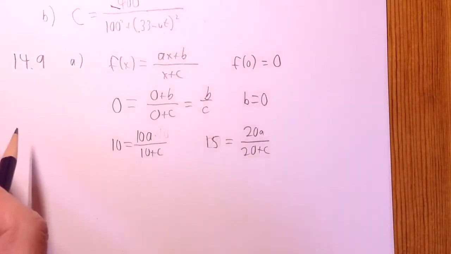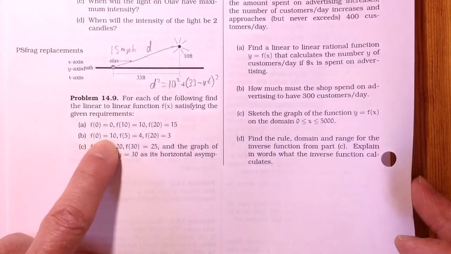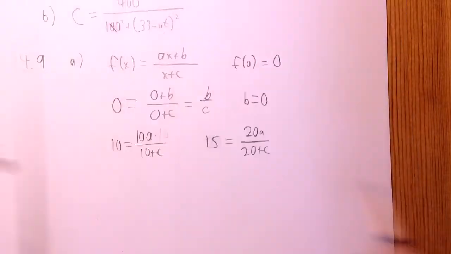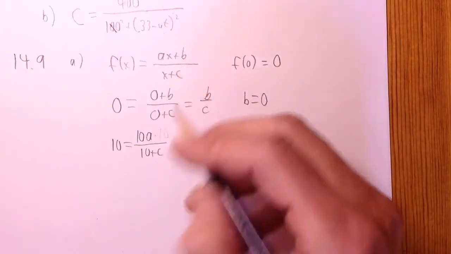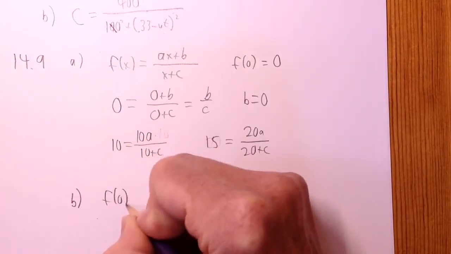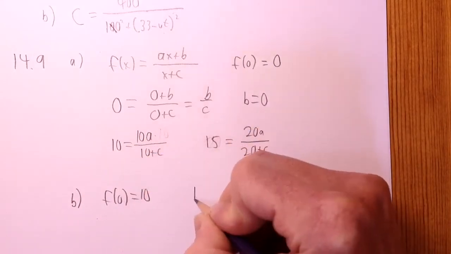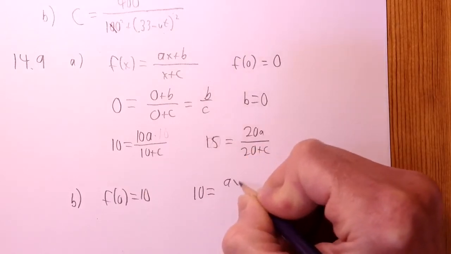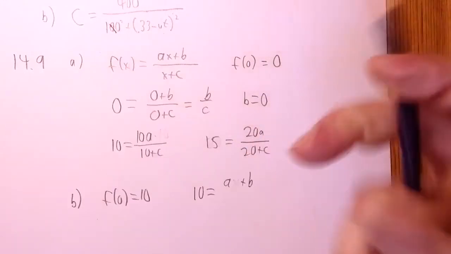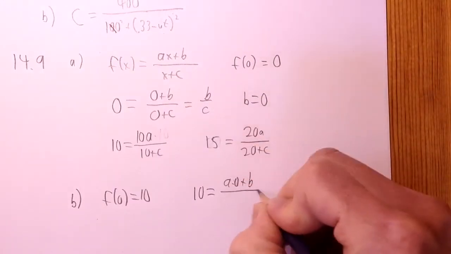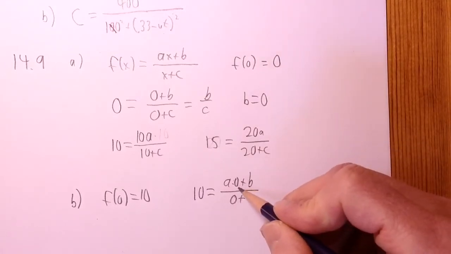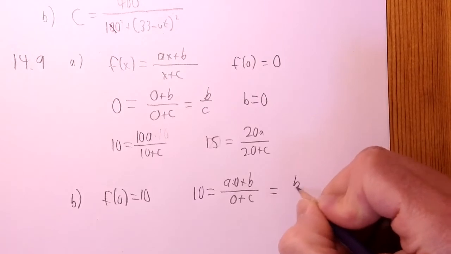Now, it's really nice, again, whenever they give us an f of 0. That means right away we know one of them. Because, again, that means that the top has to be 0. So, like for part B, when they say f of 0 is equal to 10, then we know that 10 is equal to ax plus b, except x is 0. So that's a times 0 plus b divided by 0 plus c. So we know that that's 0, which is equal to b over c.